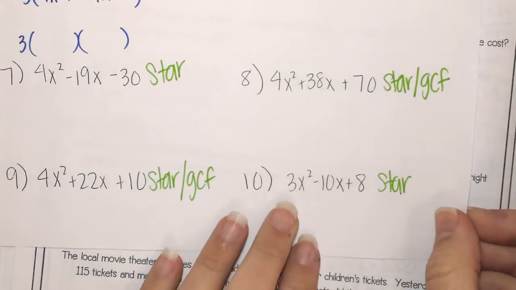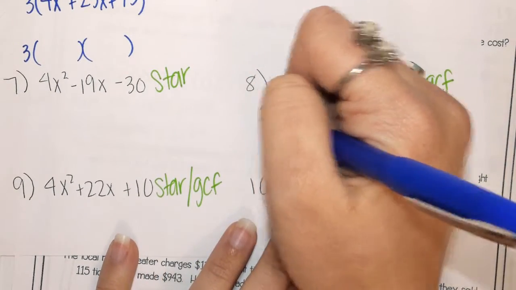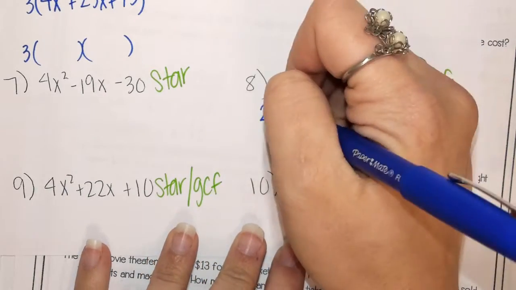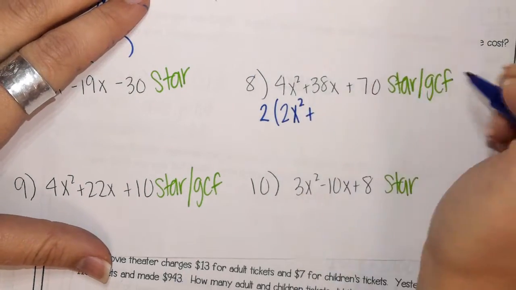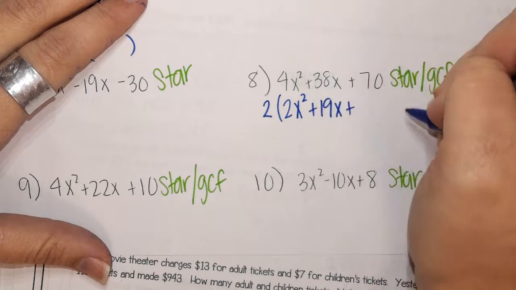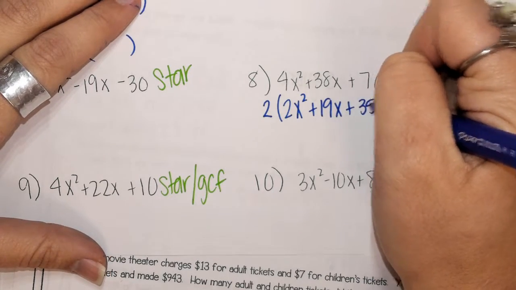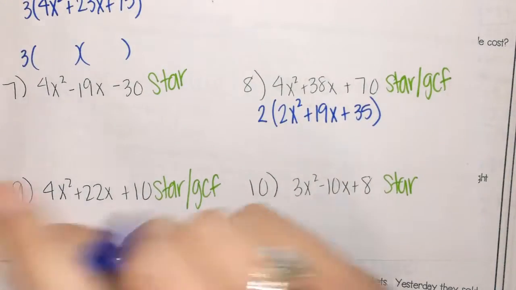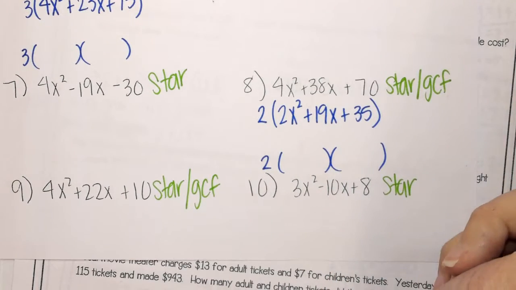All right, number 8. What's the biggest perfect square that goes into those? 2. What? Not perfect square, the biggest number. Thank you for knowing what I mean. I got excited. All right, what is 4x squared divided by 2? 2x squared. Good. What's 38x divided by 2? 19. And what's 70 divided by 2? 35. And then our final answer, is 2 going to be on the outside of our parentheses? Yes, it is. Isn't it magic?